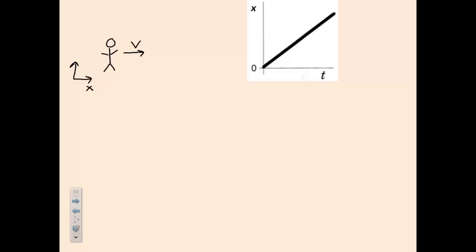So if we start once again with the expression for a straight line, y equals mx plus b. In this case, y means the stuff that's on the y-axis. And since the person's moving horizontally, on the y-axis of our graph we have the position along an x-axis, which is kind of confusing, but just keep in mind that we're just showing this guy moving in a straight horizontal line in this case.